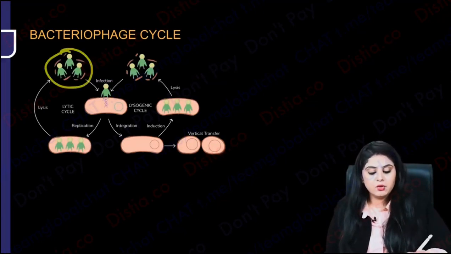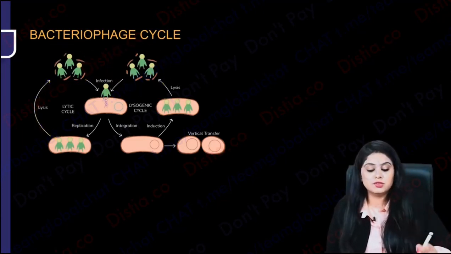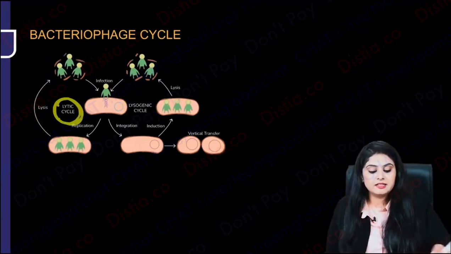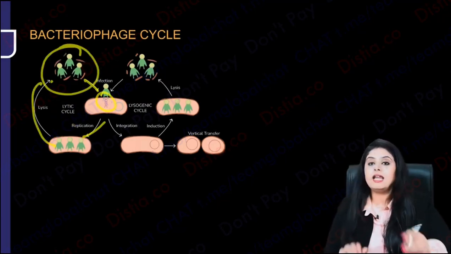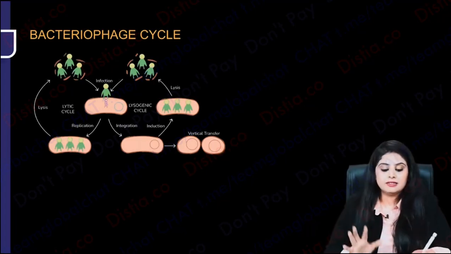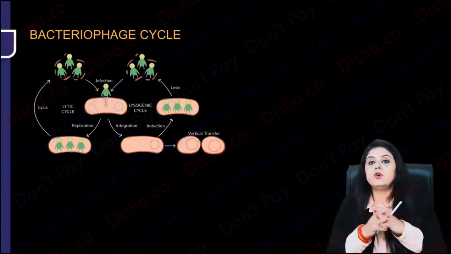Can you see these tadpole-like little Swiggy Zomato people? These tadpole-like people are bacteriophages. Just focus on the two words. There is something called a lytic cycle and something called a lysogenic cycle. When I say lytic cycle, that basically means that whatever bacteria they infect, when they come out, they will lyse the bacteria and come out. When they have to exit the bacteria, they will break. That is the lytic cycle.